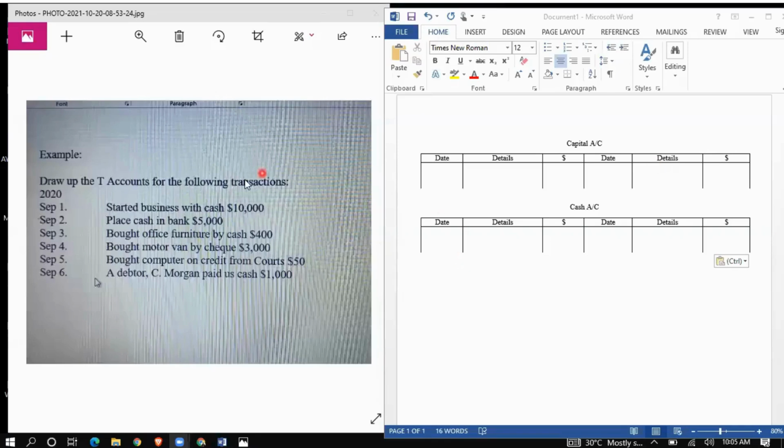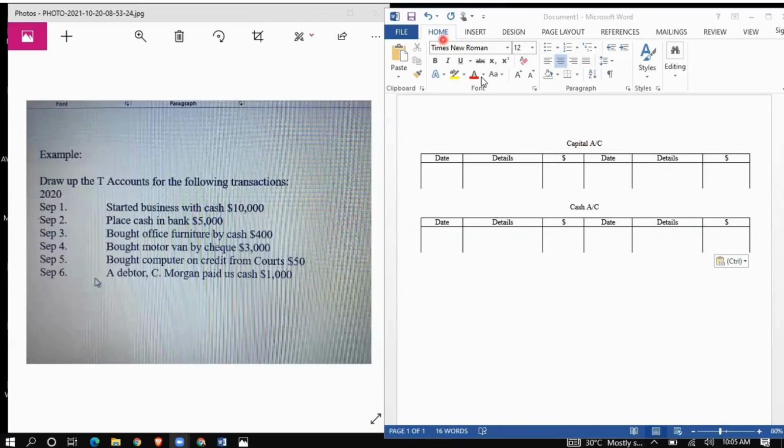All right, so go back. The first one is capital and cash. We have concluded that both capital is increasing and cash is increasing. Now, as we said, when capital increases, we credit. That simply means we write on the credit side inside the capital account.